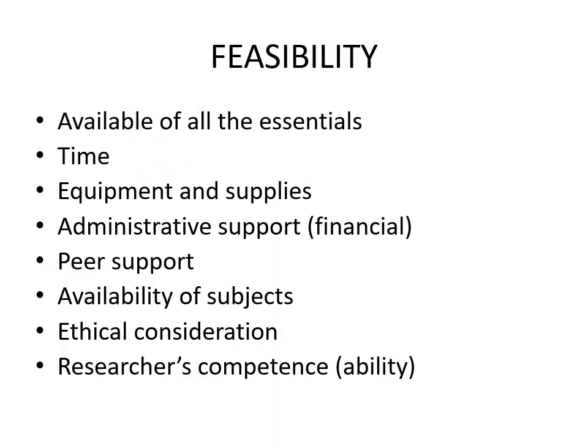And the next one is feasibility. We have already discussed that you should be careful when you are selecting a research problem. Make sure you think about the future: whether all the essentials will be available or not, whether time will be there to conduct the research, equipment, supplies, administrative support, peer support, availability of the subjects or the sample, ethical considerations, and research competence or ability. So all of this should be the same.